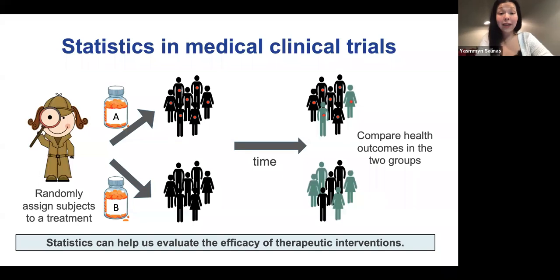Because you're right, it would be unethical to give them something that we know is bad. We would give them something where we think there is potential, and we want to generate data and use statistics to help us figure out which of the two treatments would be better. Do you guys have any questions about this?